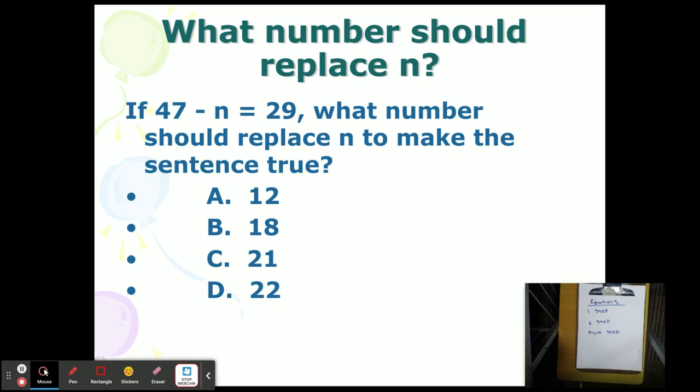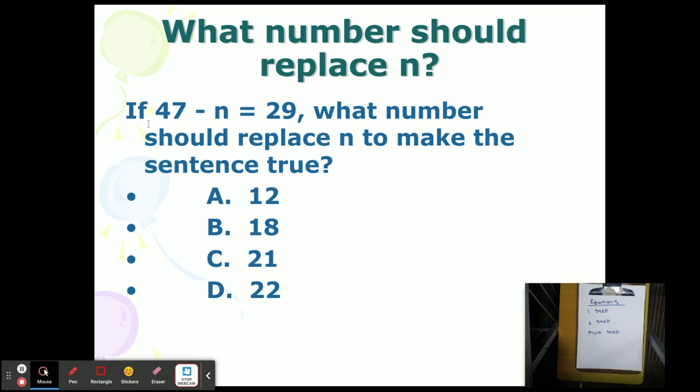What number should replace n? If 47 minus n equals 29, what number should replace n to make the sentence true? So that's another way of just saying solve for n. Figure out what n equals. So in this case, you would just solve this equation by isolating n, getting the n by itself.